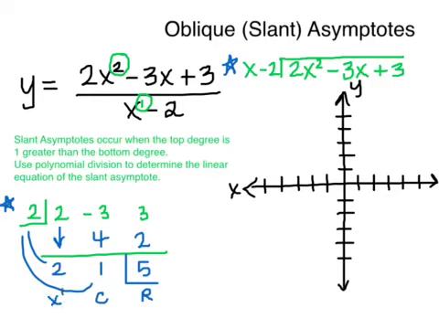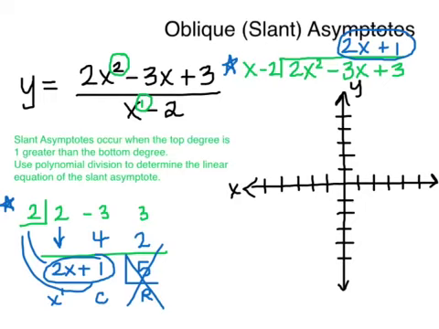Now the interesting thing with a slant asymptote is you don't have to worry about the remainder. It doesn't matter what the remainder is, so we'll just forget about it. Even if you do long division, you'll get 2x plus 1, and down here you would get a remainder of 5. You don't worry about that. You just pay attention to what's on the top, and that is your linear equation for that slant asymptote line. Again, this is 2x plus the constant 1, and we don't care about the remainder.